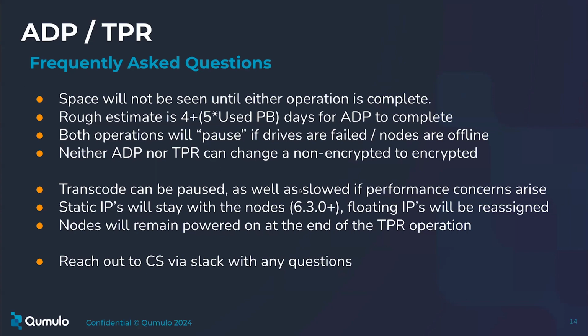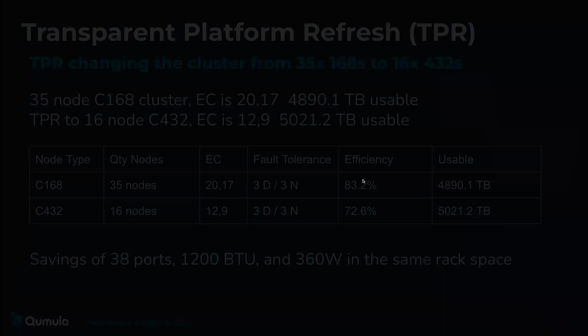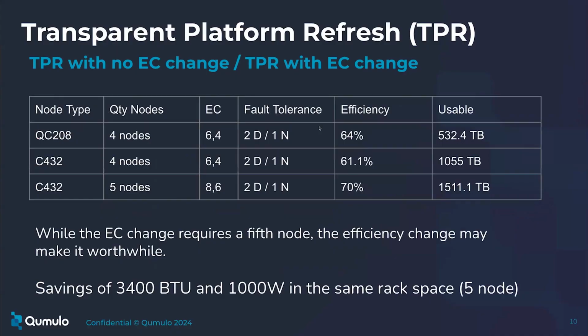After 6.3, that's no longer a problem. The static IPs stick with the node. So if I go back to my example here with my 208s, if I had IP .1, 2, 3, 4 here, and I'm adding .5, 6, 7, 8, when this TPR operation completes, I will only have .5, 6, 7, 8. 1, 2, 3, and 4 have now been evicted. They stick with the nodes.